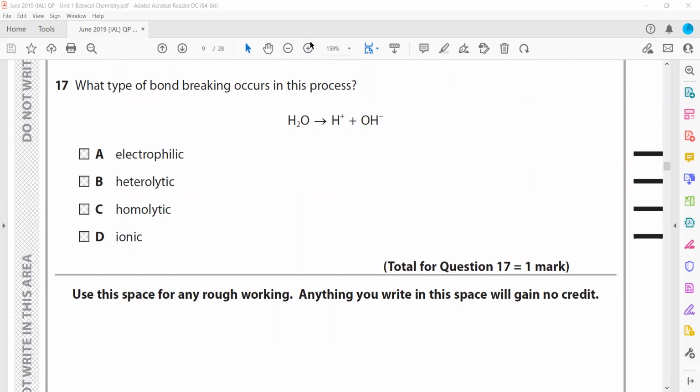What type of bond breaking occurs in this process? So there are two types of bond breaking, either homolytic or heterolytic. Heterolytic means different, and homolytic means same. Homolytic produces radicals, and heterolytic produces charges, plus and minus. So you can see when the bond breaks, it produces positive and negative ions. So that's why it is heterolytic bond breaking. So only 2 types of bond breaking are there. Homolytic will produce free radicals, and heterolytic produces positive and negative ions.